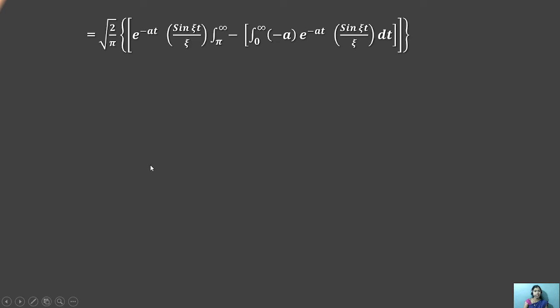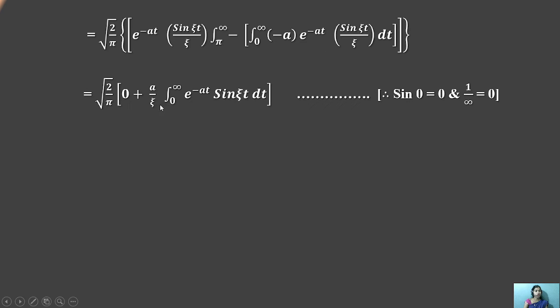Then after that, the second step will be square root of 2 by pi, e to the power minus at, and the integration of cos ξt will give sin ξt upon ξ, with limits 0 to infinity, minus the integration of this, which will be minus a, where a is a constant, e to the power minus at sin ξt upon ξ dt.